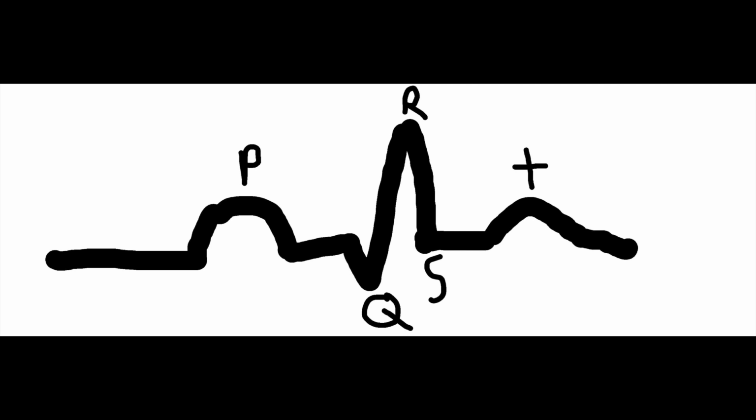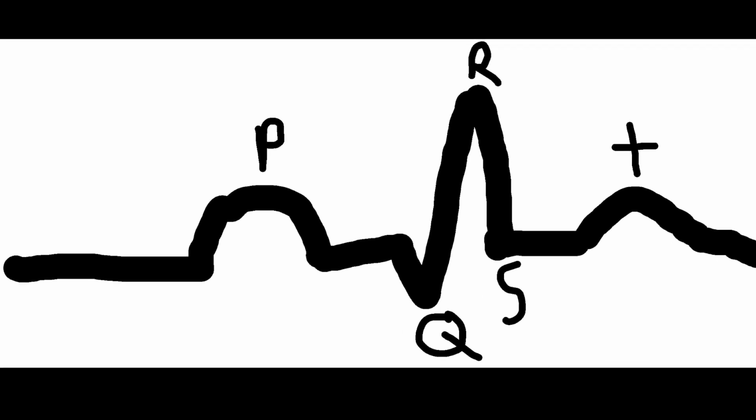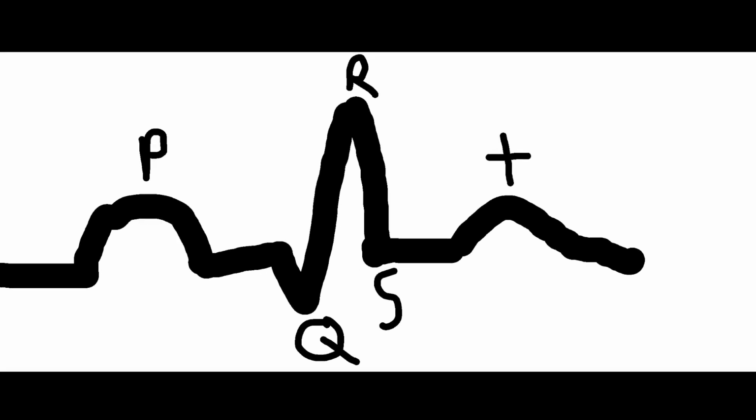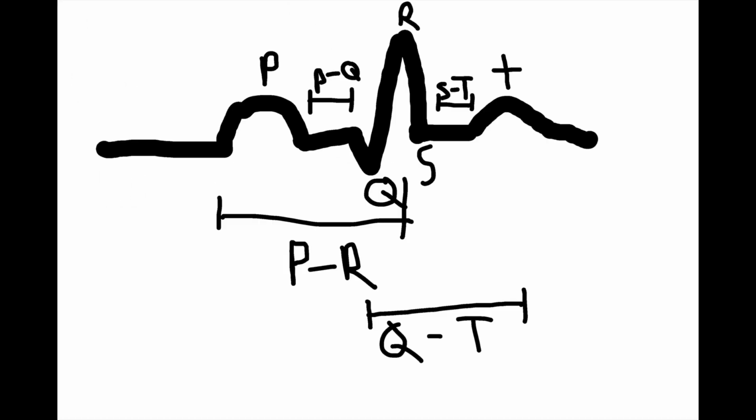So first, it is important to know the different parts of an ECG. So these are going to be the different parts. The main parts, we have the P wave, we have the QRS complex, and then we have the T wave. We also have the different intervals. Each of these intervals should be within a specific length of time.